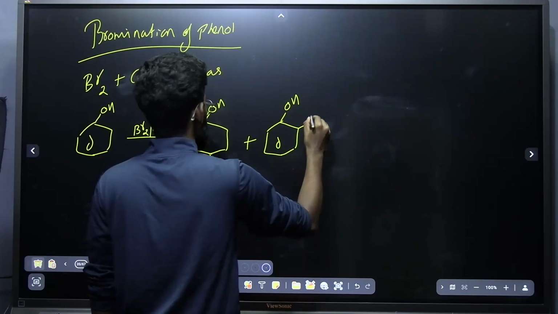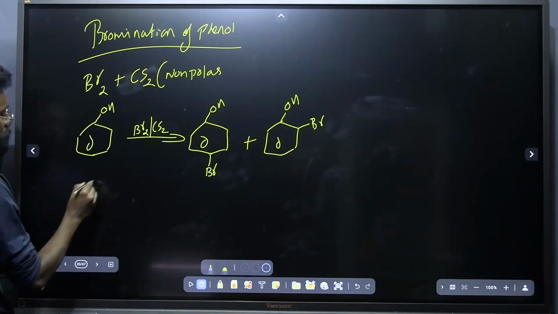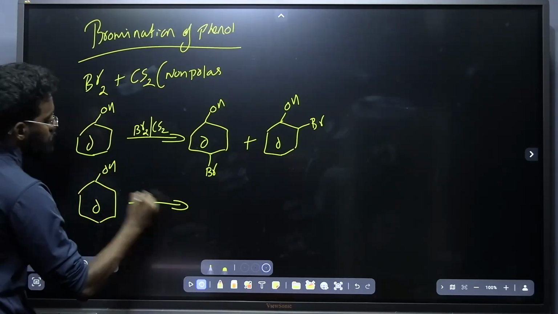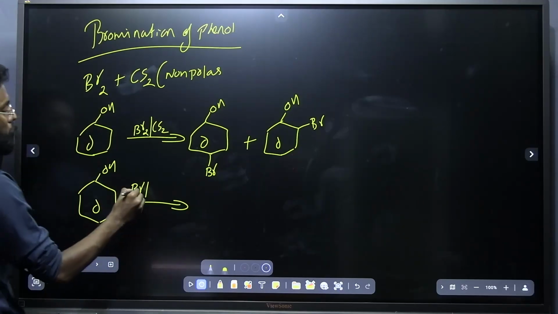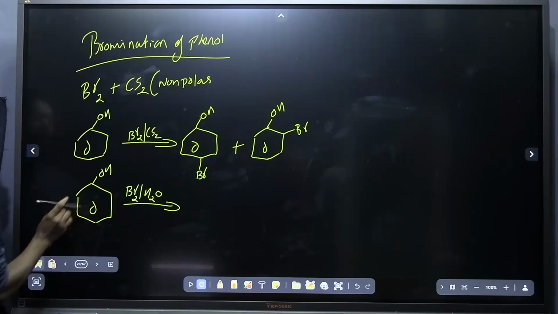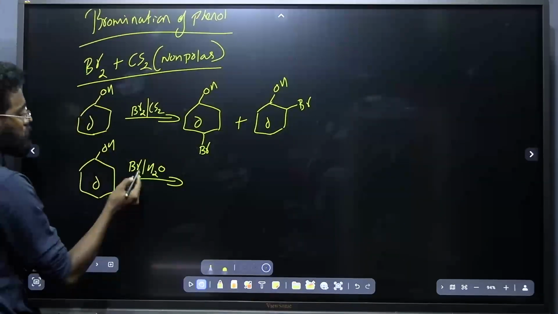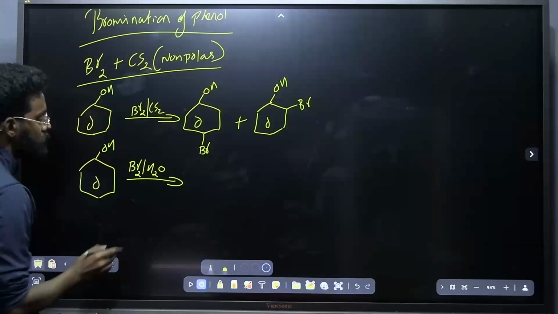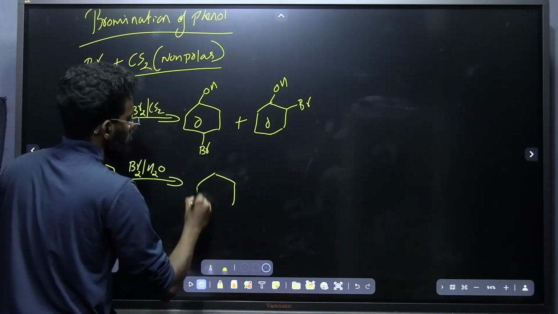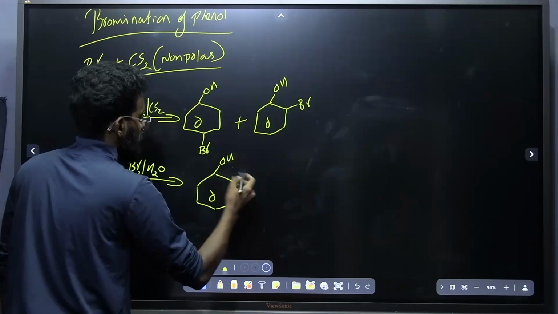Monobromophenol, that is, we will be getting ortho and para-bromophenol. Now instead of this, if I am brominating in presence of water, water is a polar solvent. As water is a polar solvent, it will be generating more bromine cation, which results in the bromination in ortho and para positions.